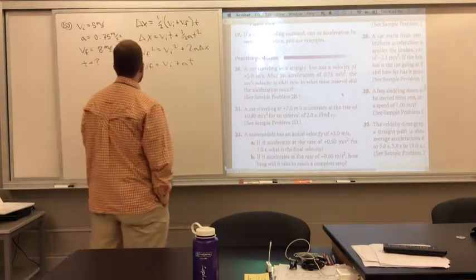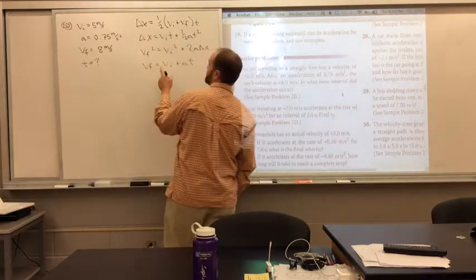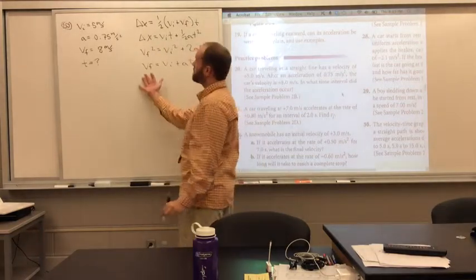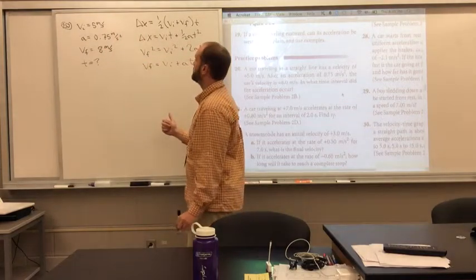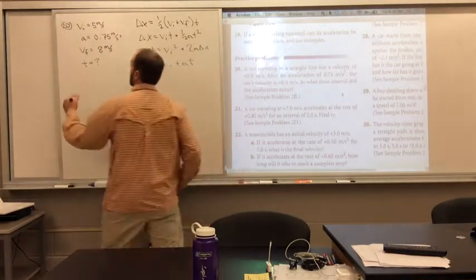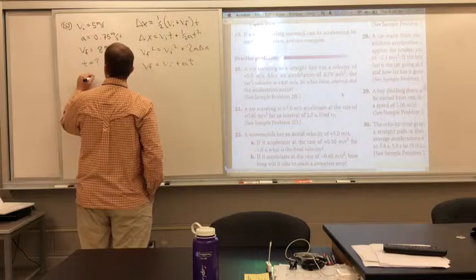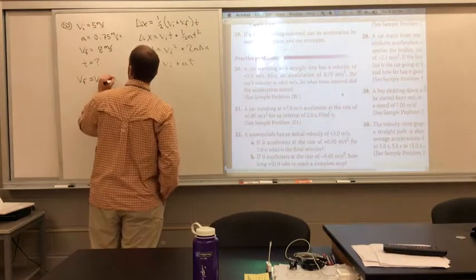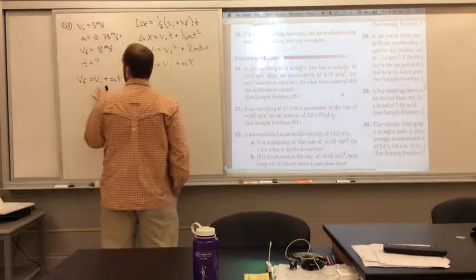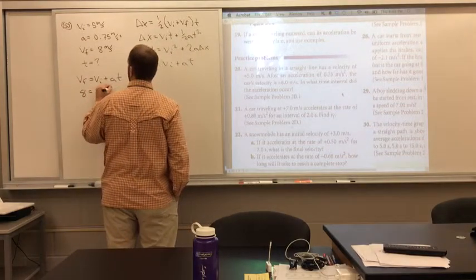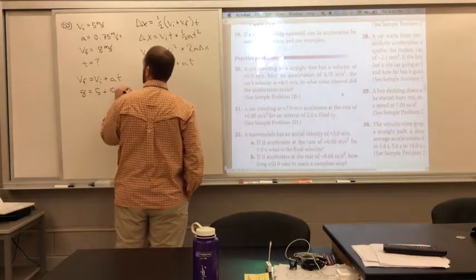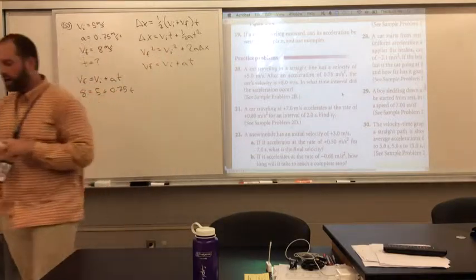How much time did that take? What equation can I use? I can use this one. How do I know I use this equation? This is the only one that has those 4 things in it. All right? If you don't believe me, try plugging it into another equation. You will find you don't have the right variables. So I rewrite the equation. 8 equals 5 plus 0.75 times t. And grab a calculator.